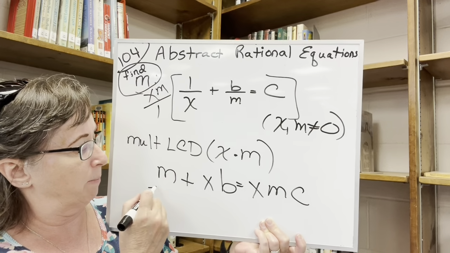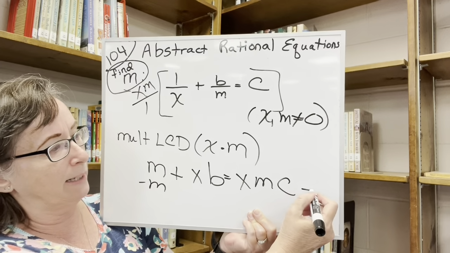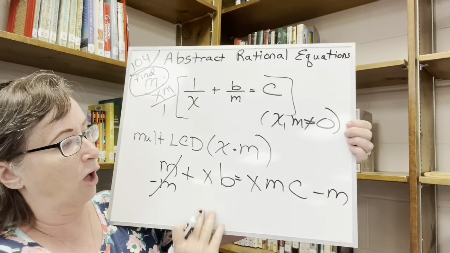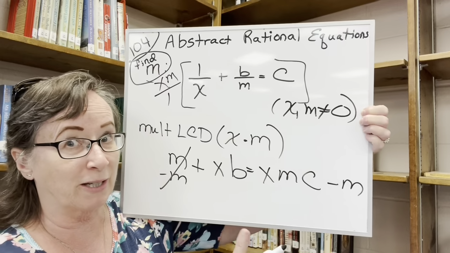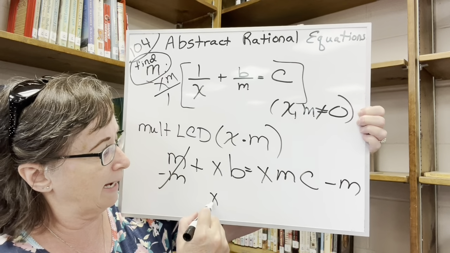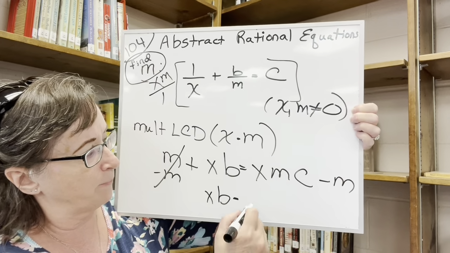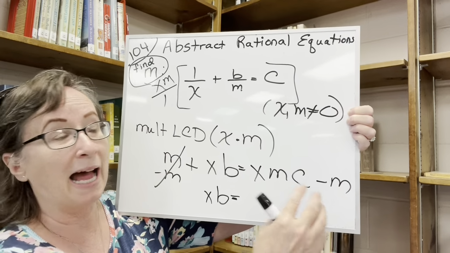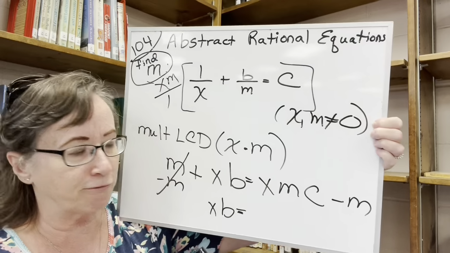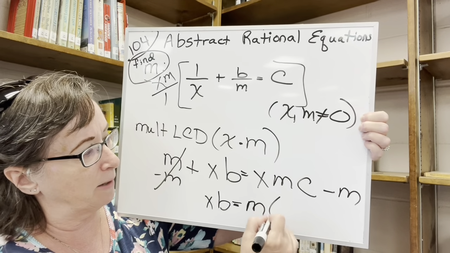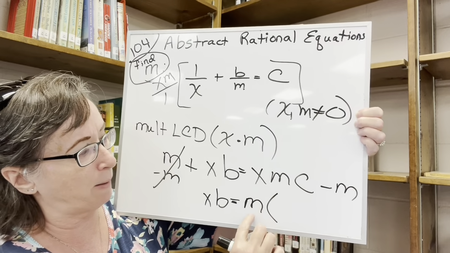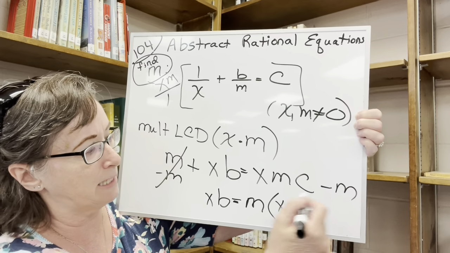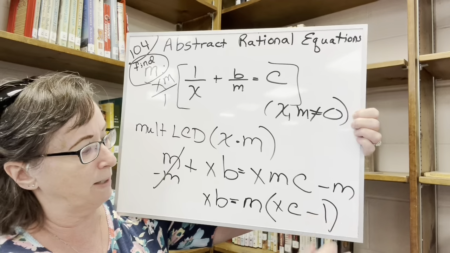So let's just go ahead, minus m over here. So this is going to cancel, and I've got all my m's over here, so you're going to see how cool that is. I've got xb equals, now on this side I've got xmc minus m. I'm going to pull an m out to the front, and I'm going to factor an m out. If I divide this by m, I get xc. If I divide this by m, I just get a minus 1.